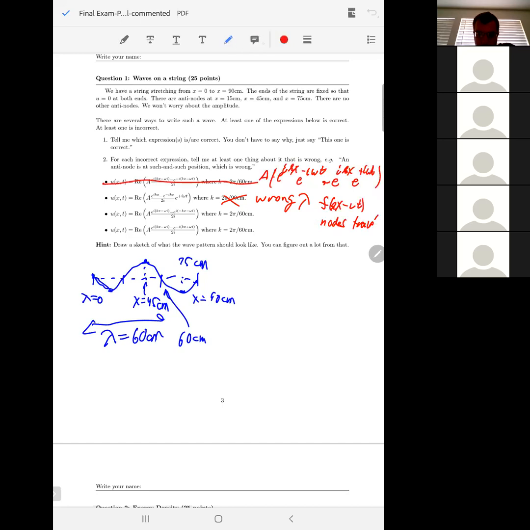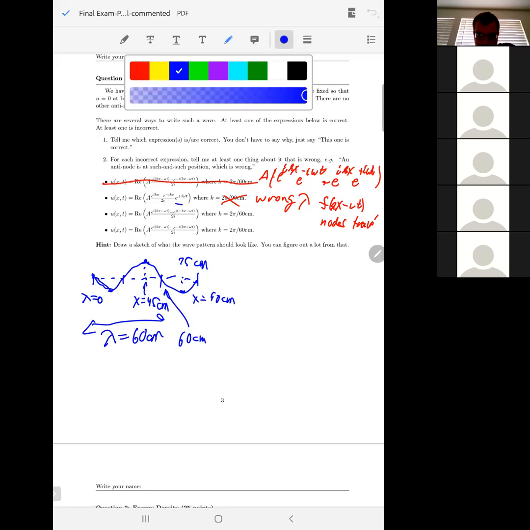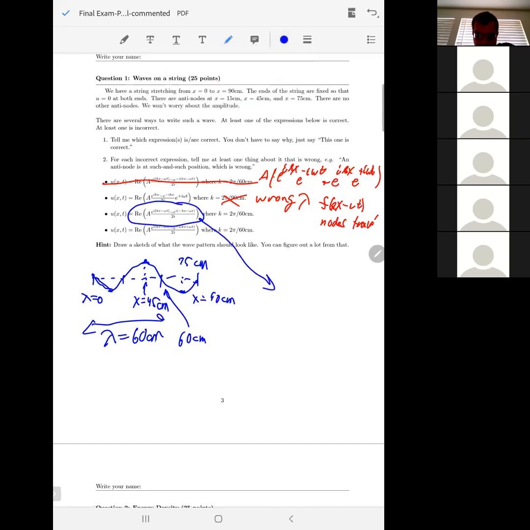Now, let's look at this one. I've got e to the minus i omega t in the first term, and I've got e to the minus i omega t in the second term. So I can write this as e to the minus i omega t times e to the i kx minus e to the minus i kx. And this is equal to 0 at x equals 0. So this one's valid. This one is a sine function, and it's valid. Any questions?